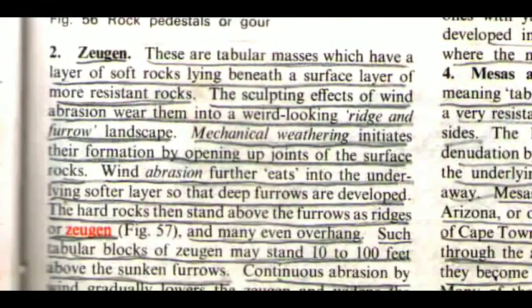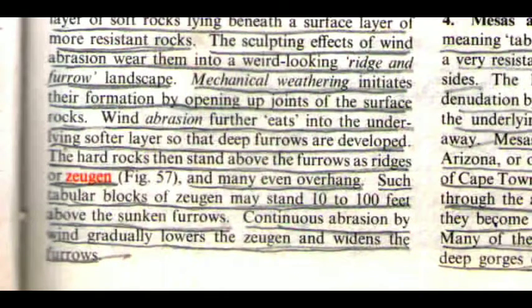The second one is zeugen. These are tabular masses which have a layer of soft rocks lying beneath a surface layer of more resistant rocks. The sculpting effects of wind abrasion wear them into a weird looking ridge and furrow landscape. Mechanical weathering initiates their formation by opening up joints of the surface rocks. Wind abrasion further eats into the underlying softer layer so that deep furrows are developed. The hard rocks then stand above the furrows as ridges or zeugen and many even overhang.